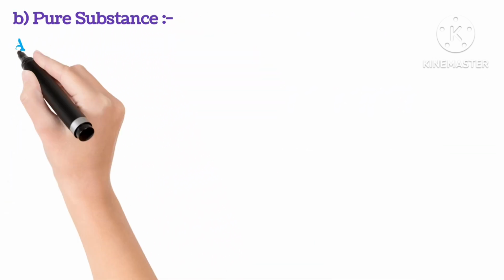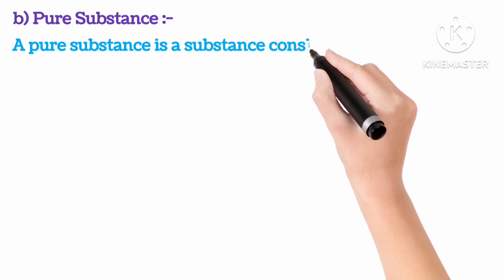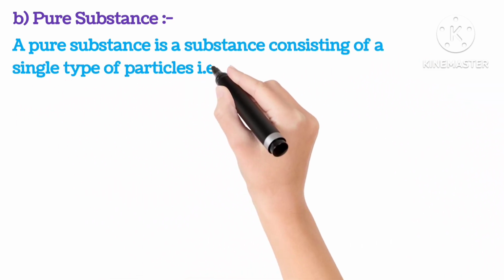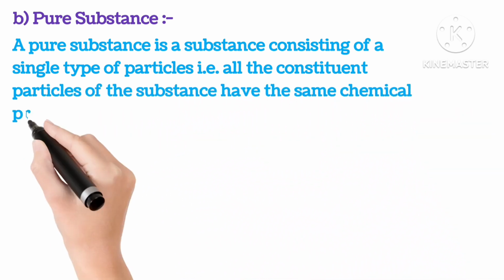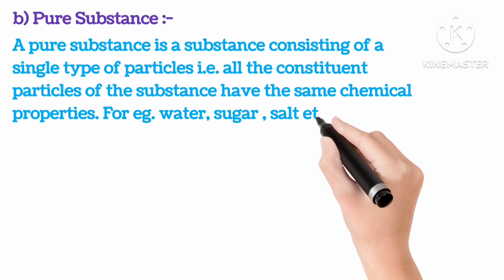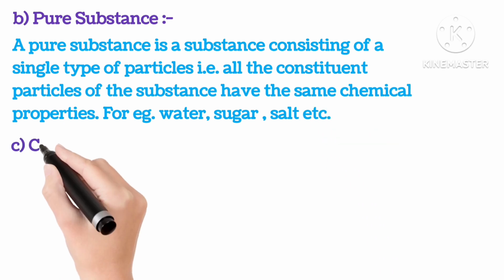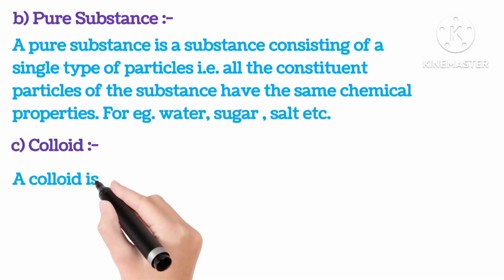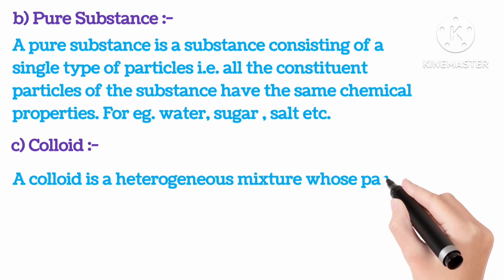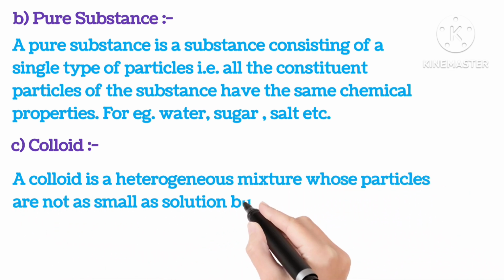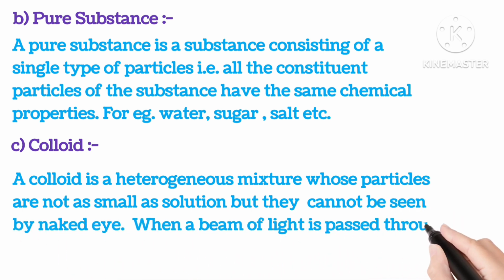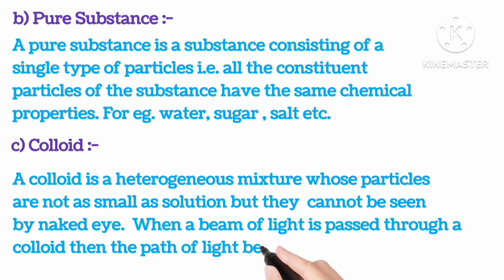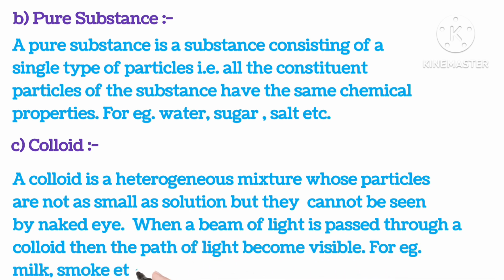Pure substance. A pure substance is a substance consisting of a single type of particles, that is, all the constituent particles of the substance have the same chemical properties. For example, water, sugar, salt, etc. Colloids. A colloid is a heterogeneous mixture whose particles are not as small as solution, but they cannot be seen by naked eye. When a beam of light is passed through colloids, then the path of the light becomes visible. For example, milk, smoke, etc.